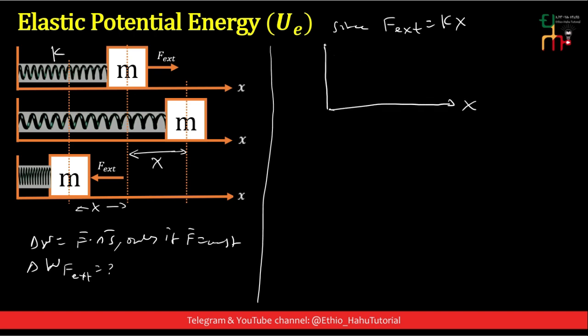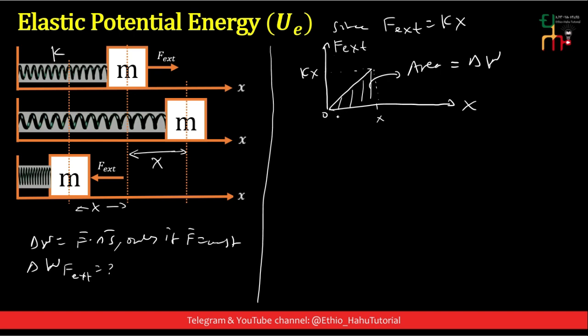This is the displacement axis and this is the external force axis. This is 0, this is x. The force increases linearly with position. When x is equal to x, the force is k times x. And the area under this curve is equal to the work done. In general, this area method is used for constant force as well as for variable force.